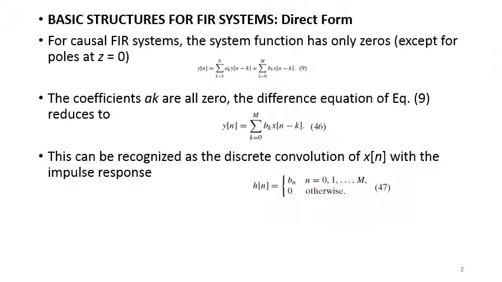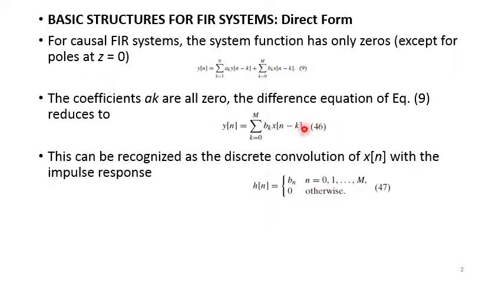You understand, for a causal FIR system the system function has only zeros, and it has a pole at z equals 0. So the generalized linear constant coefficient difference equation is this one. In this case, because we have only zeros and no poles, the coefficients a_k become 0. When they become 0, the resulting equation for the output will just consist of the zeros. Poles at z equals 0, but for the rest of the values it will consist of the zeros.